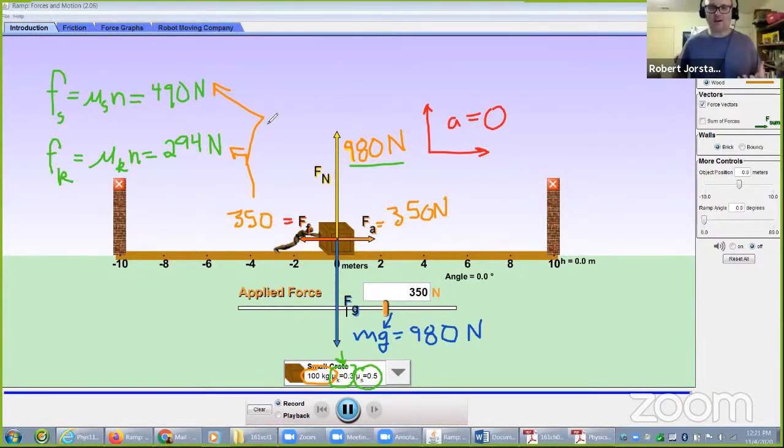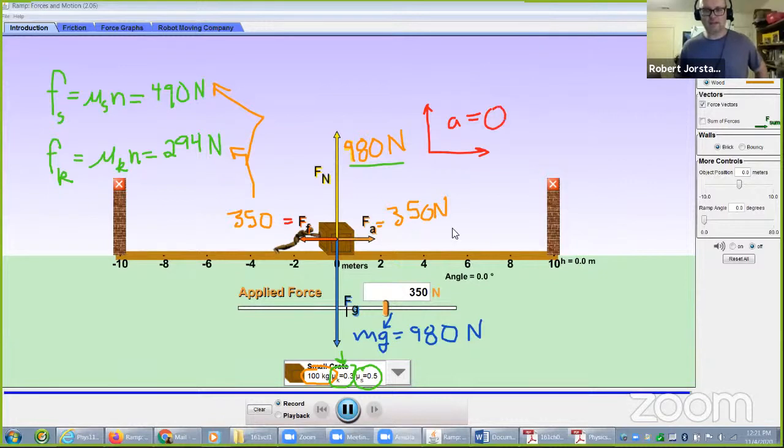This is the scenario in your workbook on page 99 where it says it's not on the verge of slipping. It's not slipping. It's just some other number. So right here, it's not about to slip. Help me out. What number would I need to type in for the applied force to put this thing on the verge of slipping?